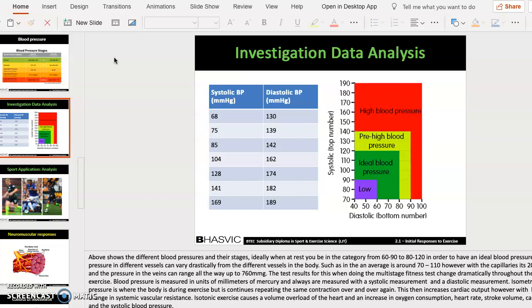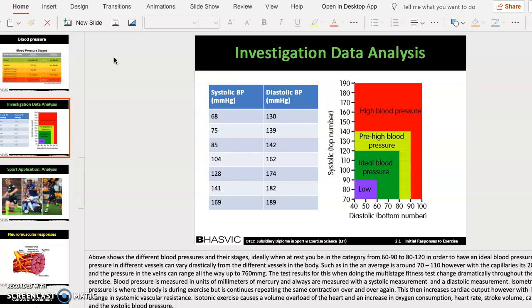The test results for this, when doing the multi-stage fitness test, change drastically throughout the whole exercise. Blood pressure is measured in units of millimeters of mercury, and is always measured with a systolic measurement and a diastolic measurement.